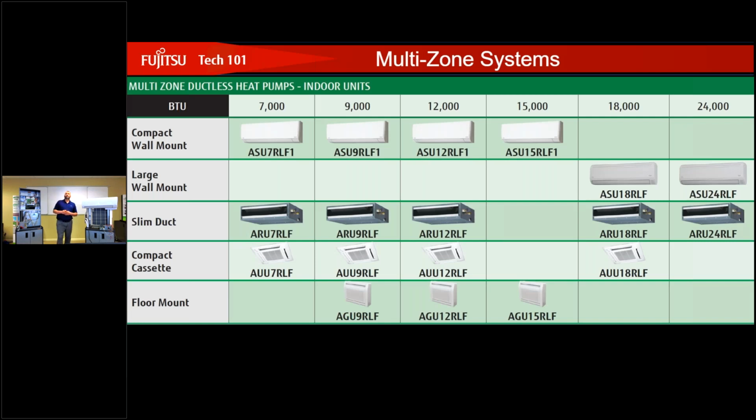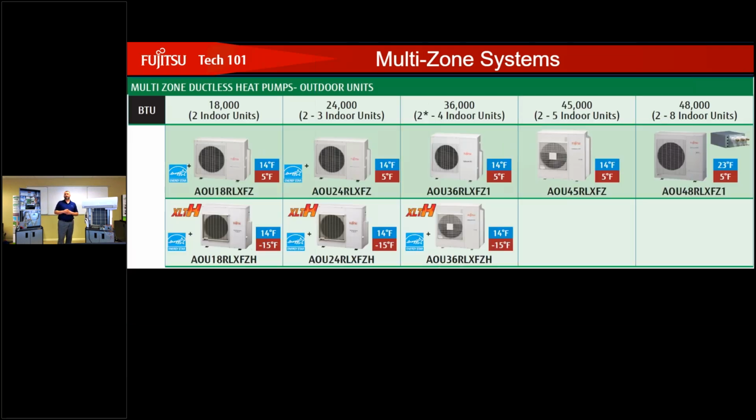All right, now getting into our multi-zone systems. As you can see now here, we add a 7,000 BTU indoor unit that is going to be available in a compact wall mount, slim duct, and compact cassette. No 7,000 BTU for the floor mount. All right, so we have up to 24,000 BTUs as far as the highest BTU indoor unit we can use, and we go down to a 7,000 BTU.